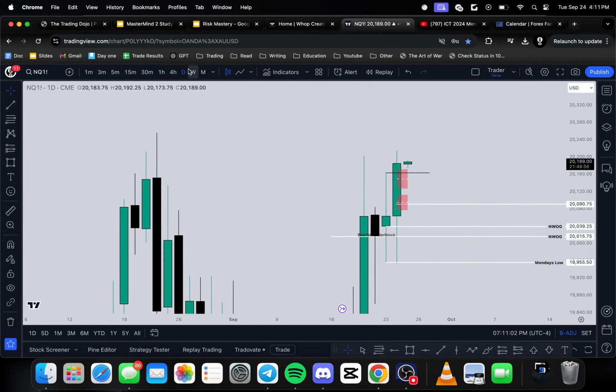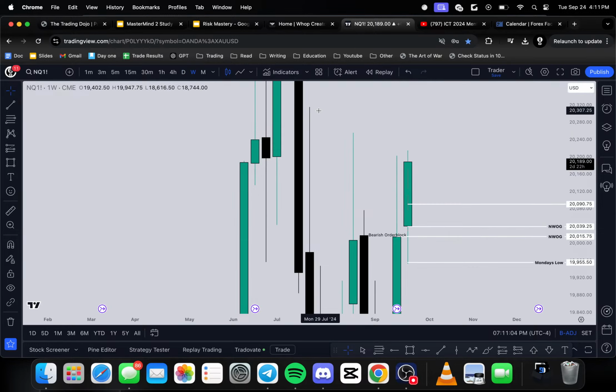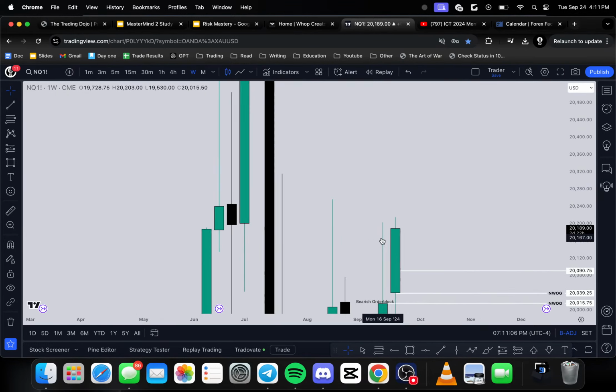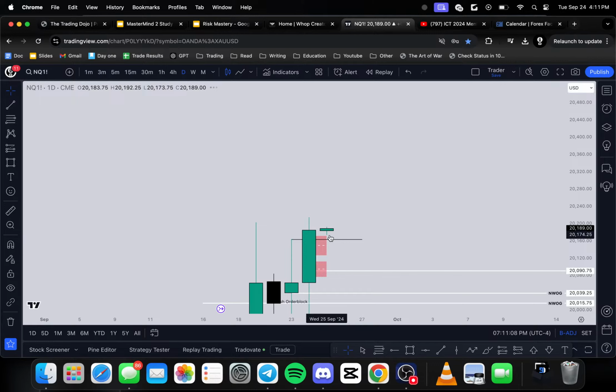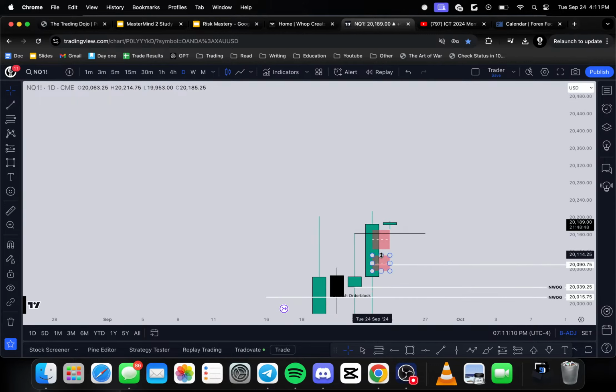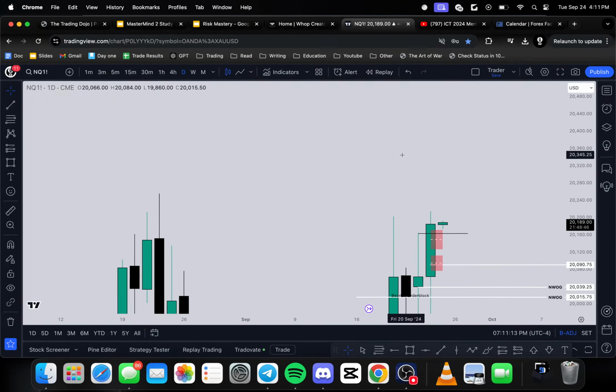So if this week is drawing to this fair value gap right here, then you can expect Wednesday, Thursday, Friday to be bullish, pushing towards the weekly fair value gap and this high right here. Right? Simple.